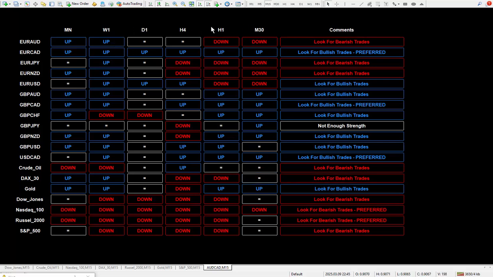This daily trade plan checks all the time frames from the monthly all the way down to the 30 minutes. And then of course within the comments here, it'll suggest look for bullish trades, bearish trades, and some will be preferred. And sometimes it'll just be a little bit flat.